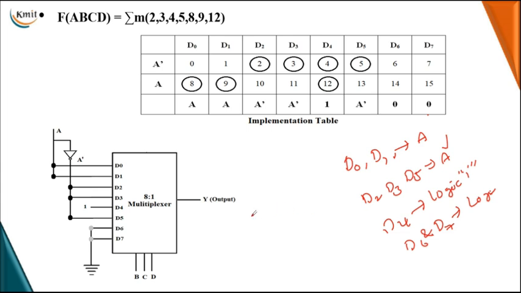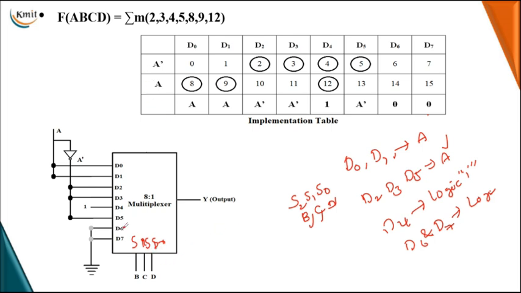Next, an 8:1 multiplexer has 3 selection inputs, which are S2, S1, S0. The least significant input variables B, C, D are connected as follows: S0 is connected with the D variable, S1 is connected with the C variable, and S2 is connected with the B variable. Upon connecting S2 with B, S0 with D, and S1 with C, it can implement the given function, which is sigma m of 2, 3, 4, 5, 8, 9, 12.